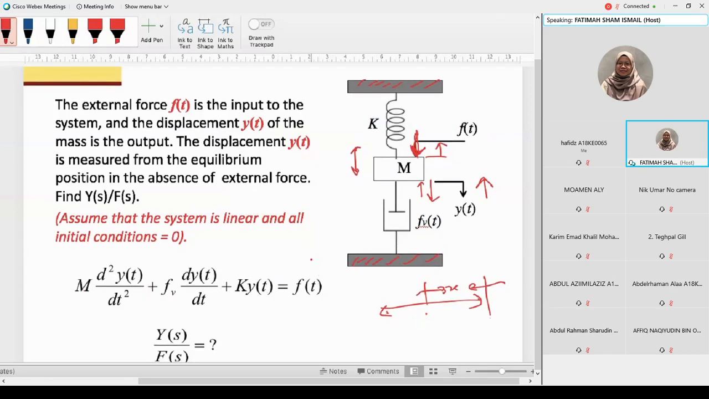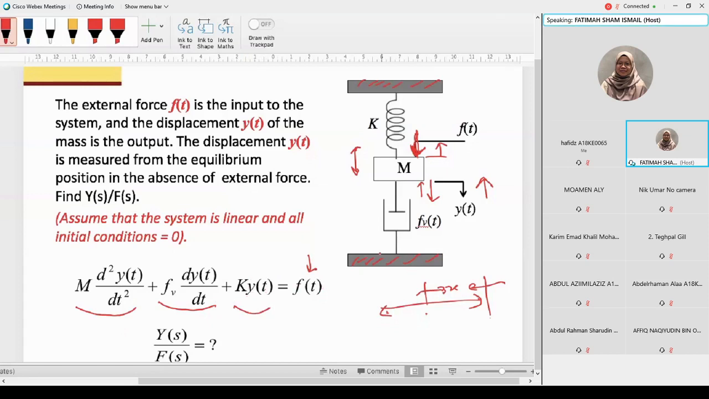So force is given to the system. When you give force to M, you must create the reaction from M. So M d²y over dt² plus all the components connected to M. So you have Fv, displacement dy over dt. You have the spring K. What are the displacement? Because the total must be force, and the unit must be force. So K y(t) equals F(t).